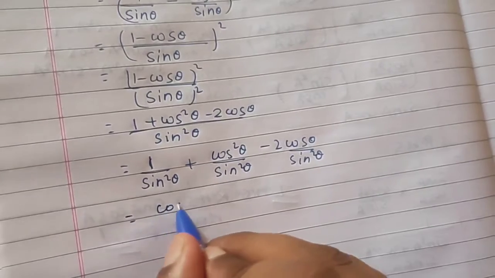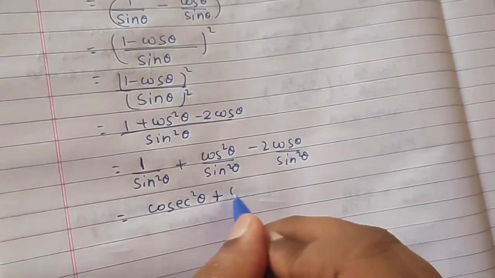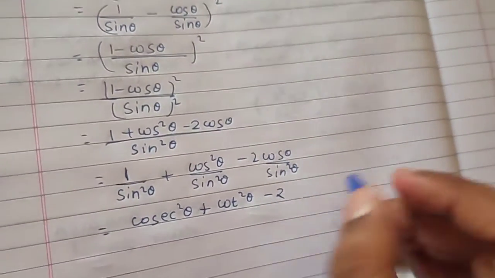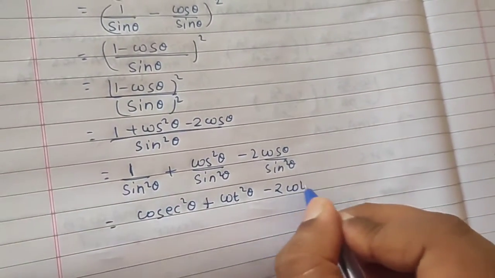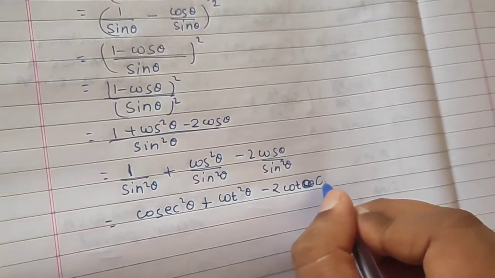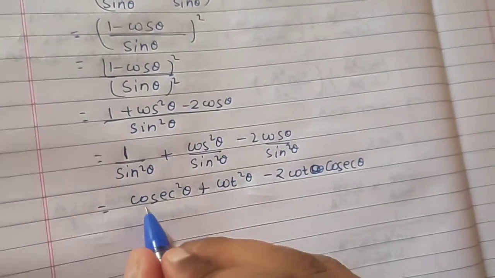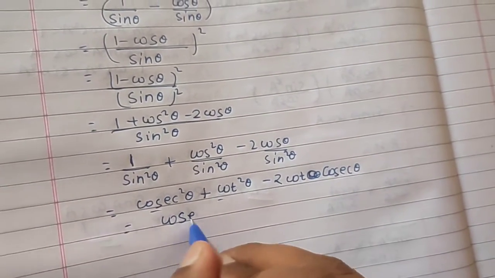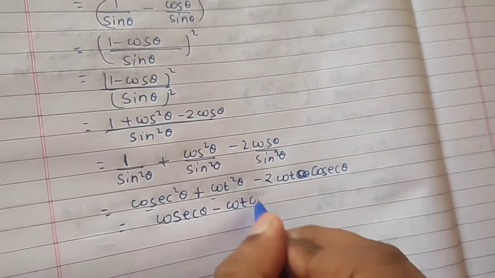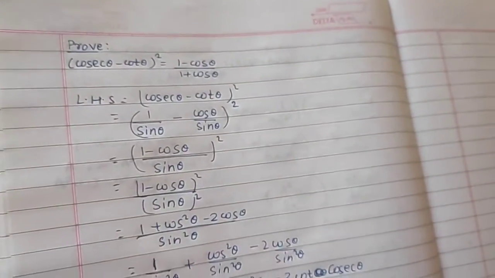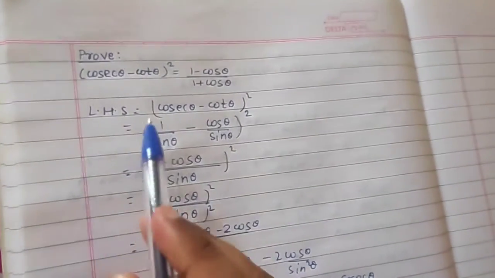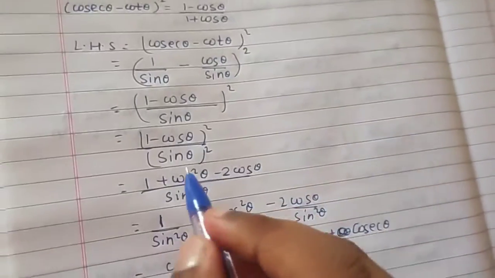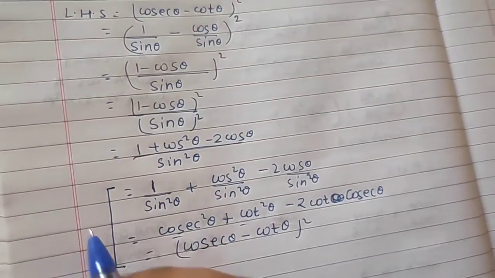So this is 1 upon sin square theta, which is cosec square theta, plus cot square theta minus 2. Cos by sin is cot theta and then cosec theta. So cot theta cosec theta. So cosec square theta plus cot square theta minus 2 cot theta cosec theta is (cosec theta minus cot theta) the whole square, which again gave me the first step only. So this pathway was a bit complex.